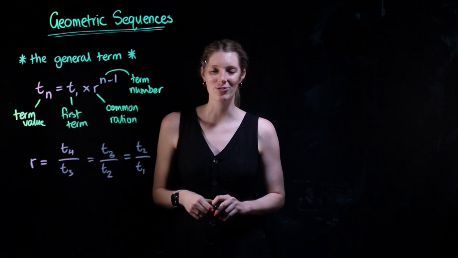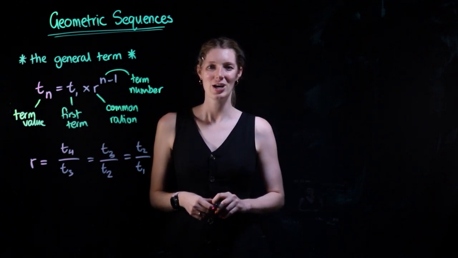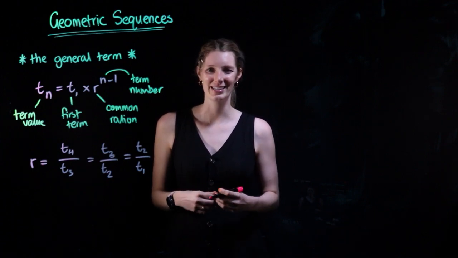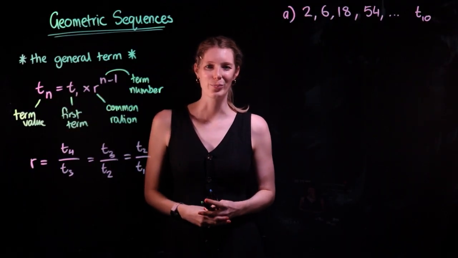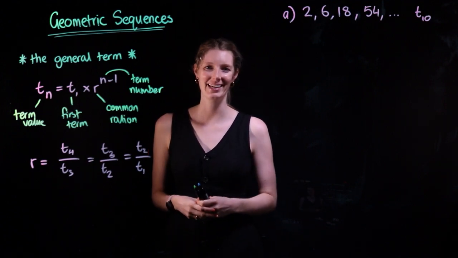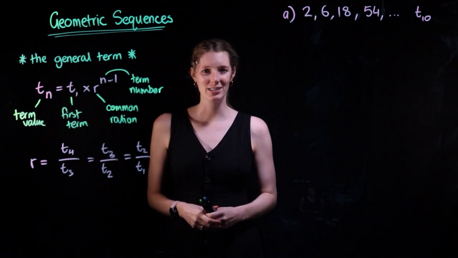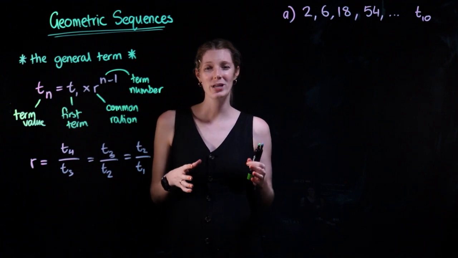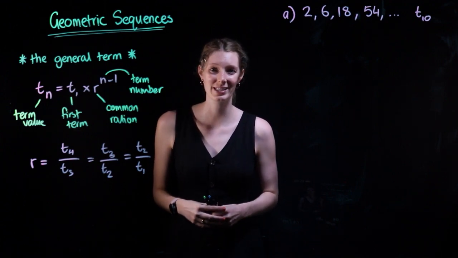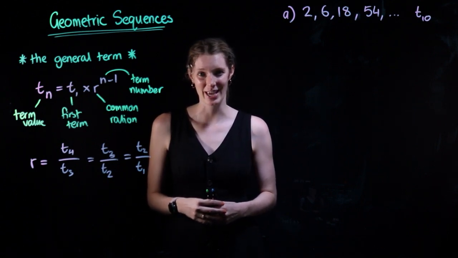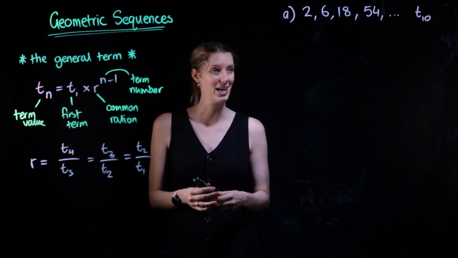We're going to use this knowledge of the general term to help us out with a few sequences to see if they're geometric and to calculate some unknown values. Now, for our first example, we have been given this sequence up on the board of 2, 6, 18, and 54. And we've been asked, if possible, to calculate what term 10 is. But firstly, we need to see if a common ratio exists between these given terms before we can go ahead and use the general term to calculate our unknown term 10.